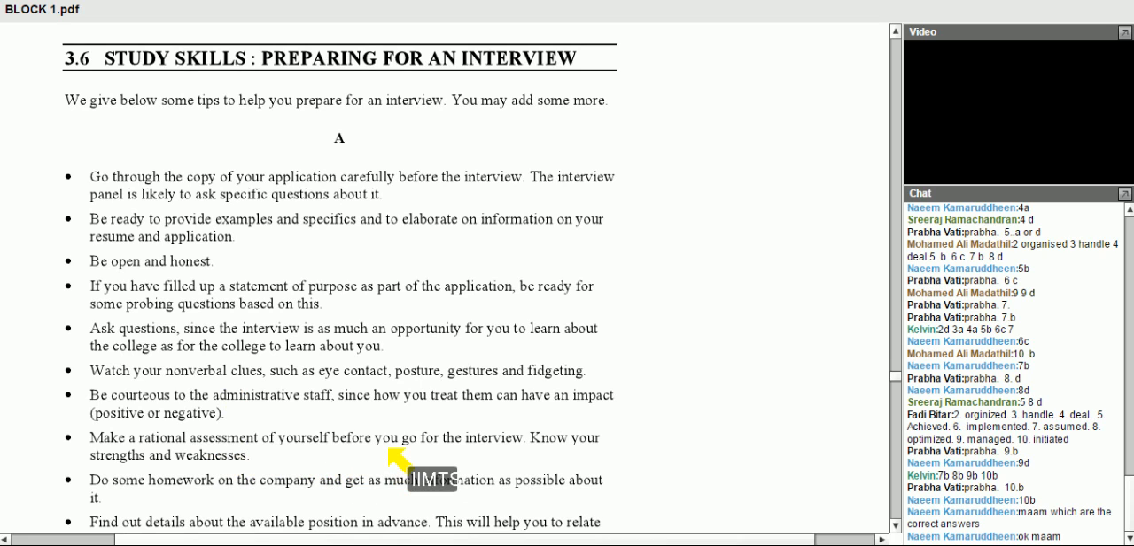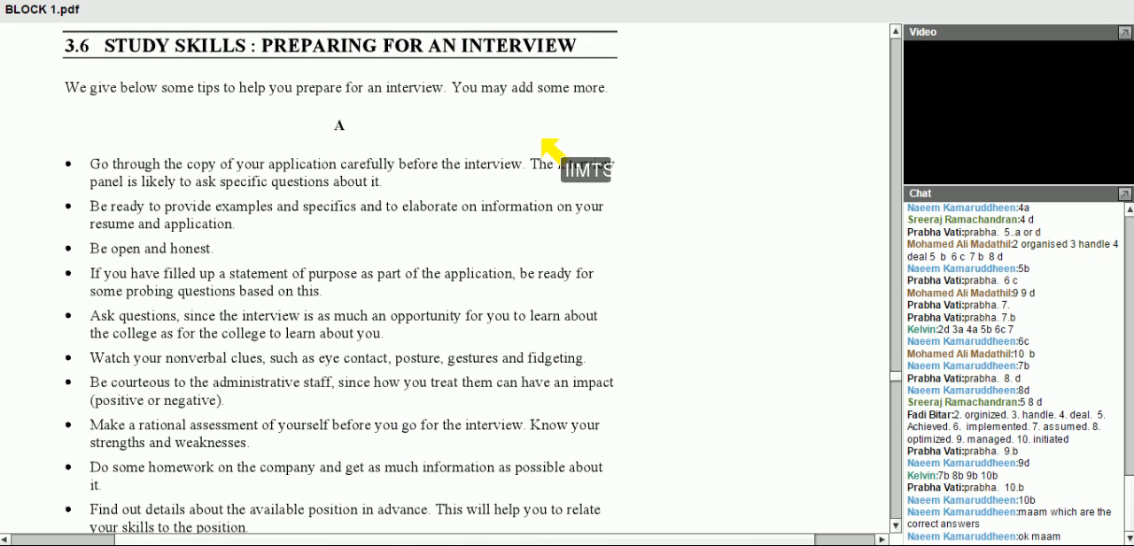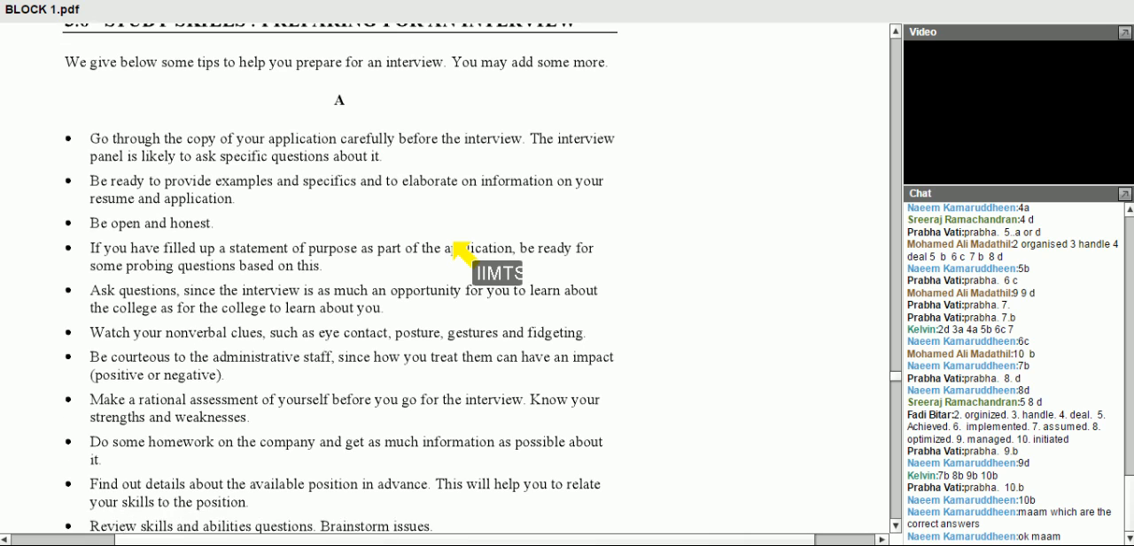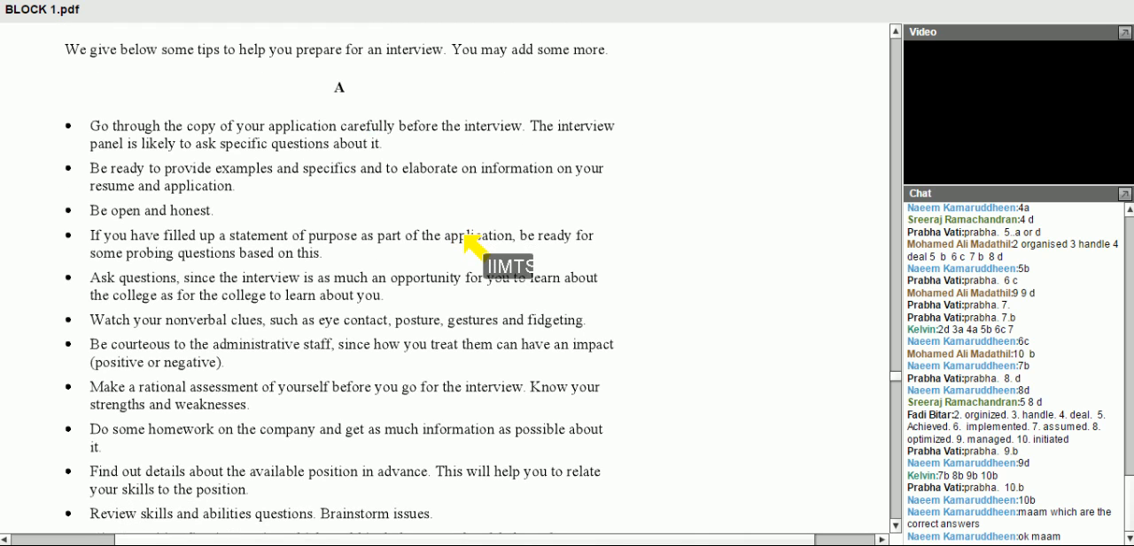Make a rational assessment of yourself before you go for the interview. Know about your strengths and weaknesses. And if you have some weaknesses, you can tell them that, okay, I'm trying to overcome it. And don't claim that you don't have any weakness, because, being humans, you just cannot rule out the possibility of having a weakness. Fine? Do some homework on the company and try to gather information about the company from the internet or some other sources.